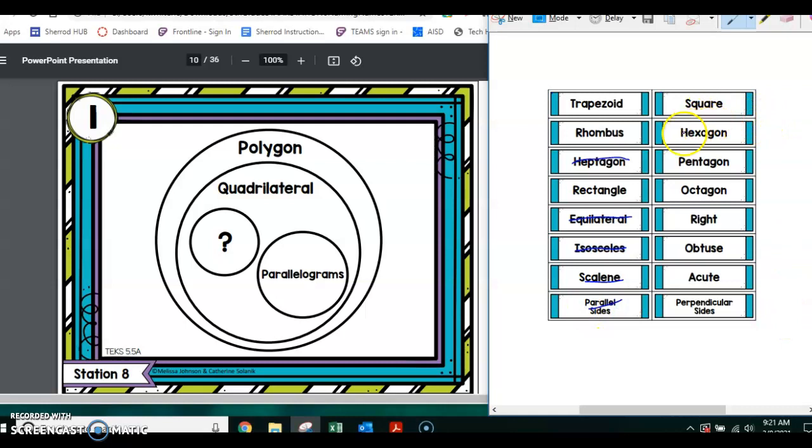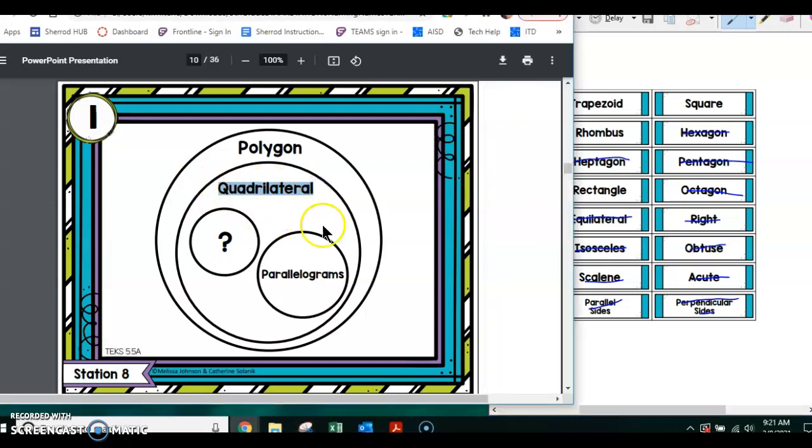A square has 4 sides. Hexagon we can get rid of. Pentagon we can get rid of. And what we're doing is just basically making sure that we get rid of all of the ones that do not fit. So octagon is 8-sided. Right is a right angle, right triangle. We're not talking about right triangles or obtuse triangles or acute or perpendicular sides. So now we're left with anything that is a quadrilateral, because that's inside the circle. That's what we're looking for, okay?